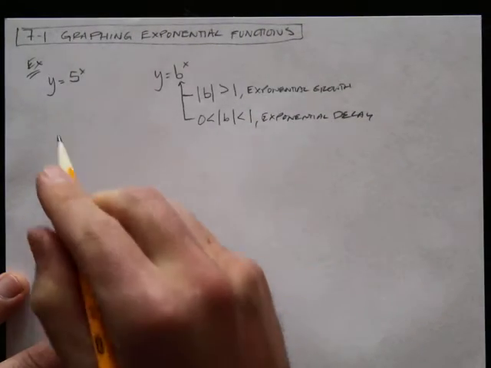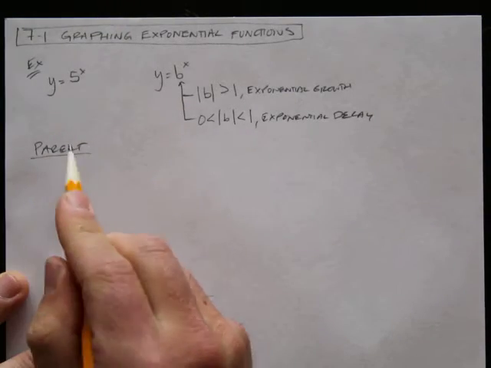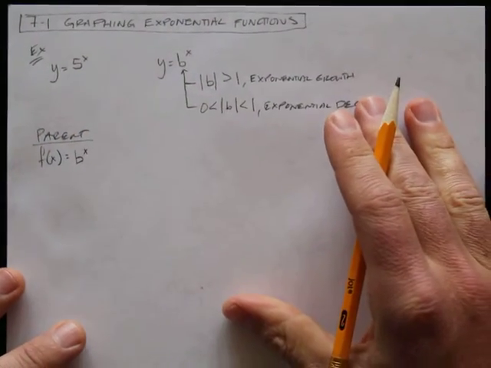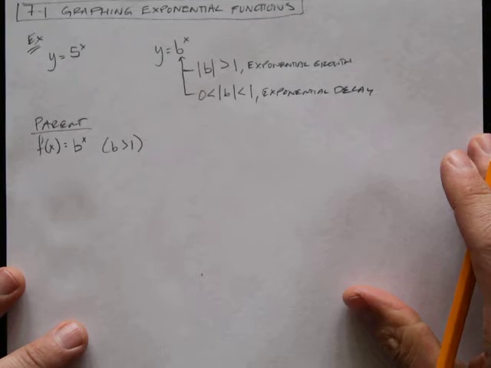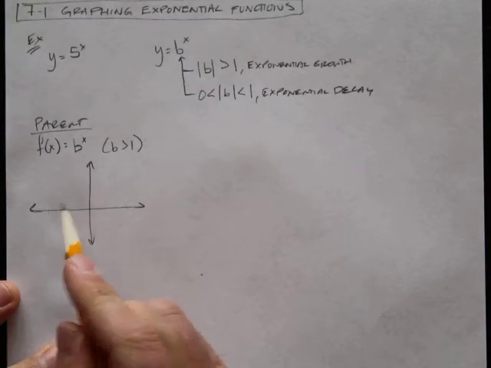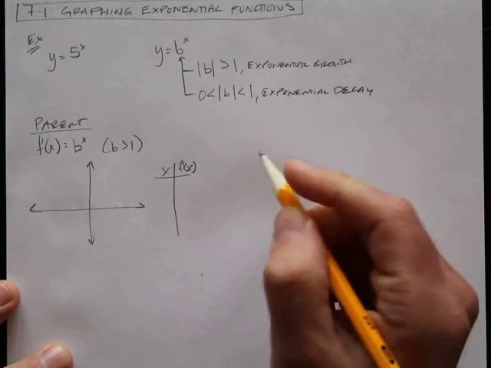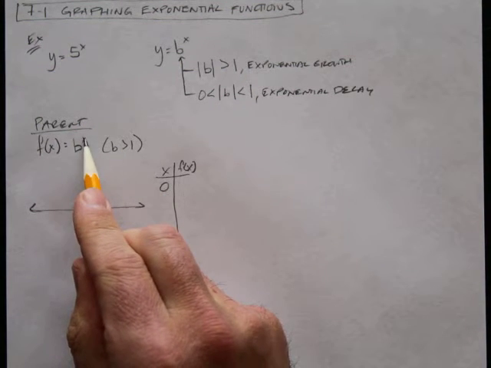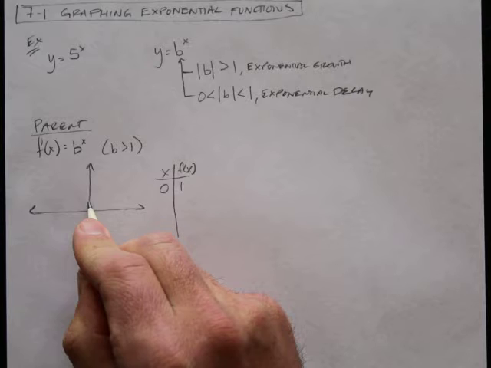Let's start with growth. Now the parent graph looks like this: f of x equals b to the x power, where b is greater than 1. So here's what our exponential graph looks like. If I'm going to plug in some values for x and show what I get for f of x: if I plug in 0 for x, any number to the 0 power is 1. So b to the 0 power is 1. So I got a point at 0, 1.